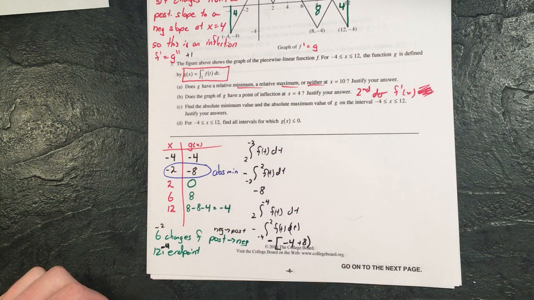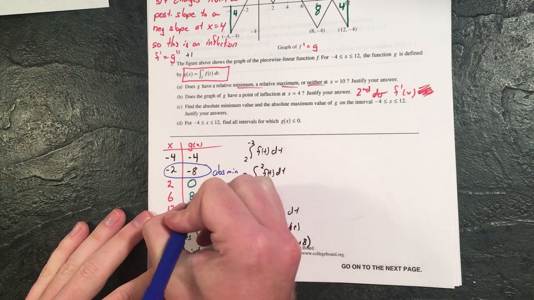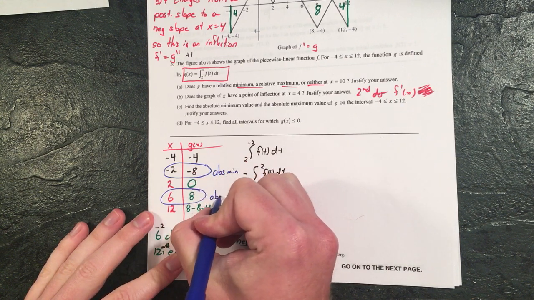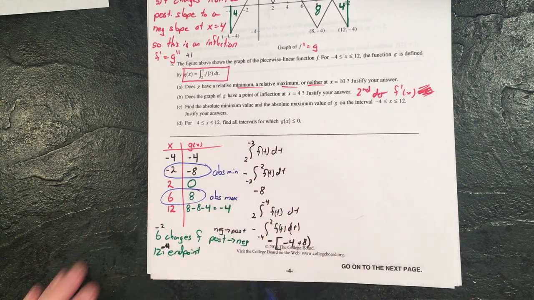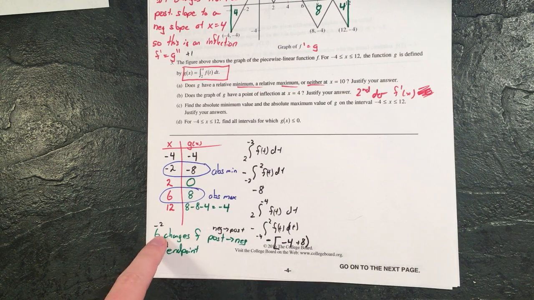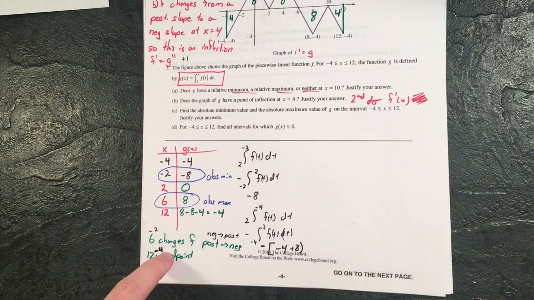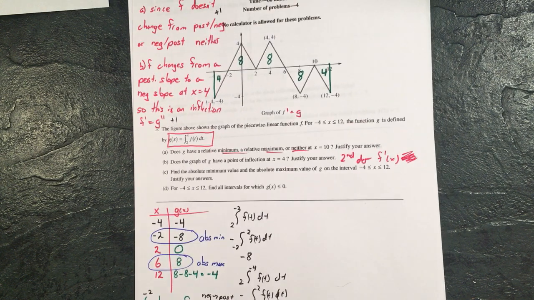And the maximum is going to be here. And I think that's pretty much it. They do want you to write these kind of things out, why you're looking at 6 or negative 2, 12, and negative 4. Those are important, but then making your claims are good.